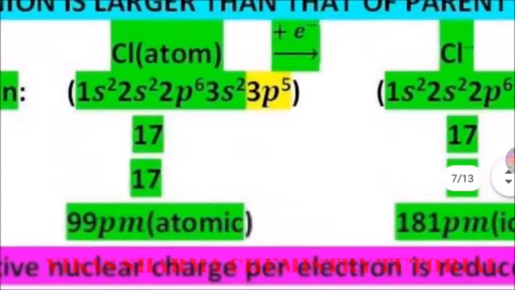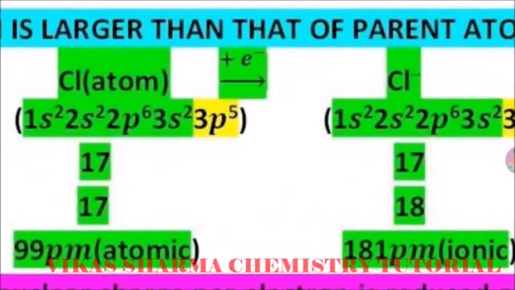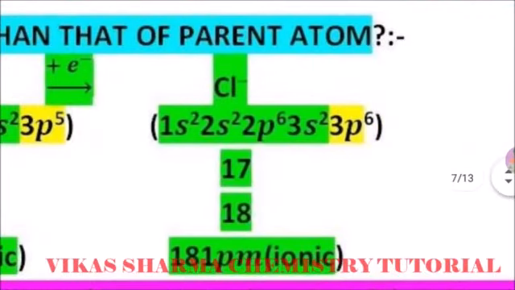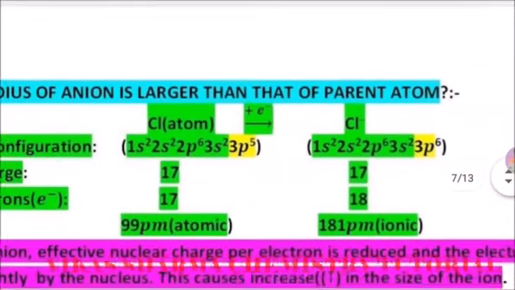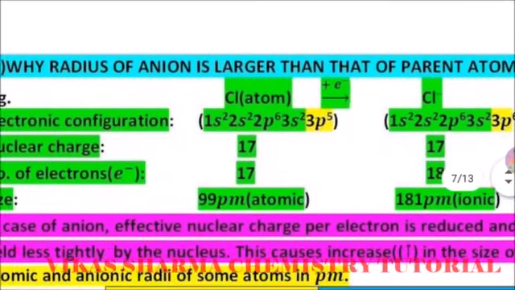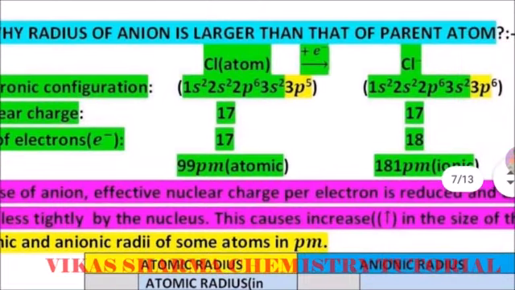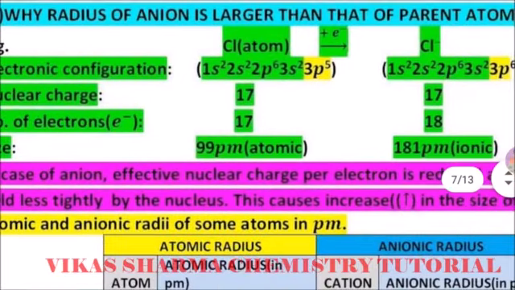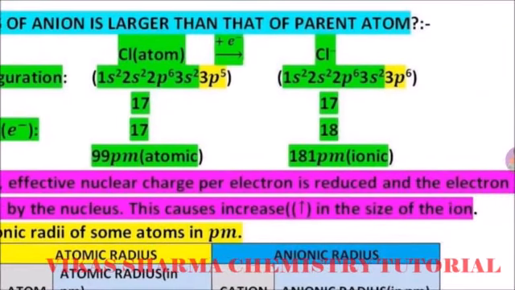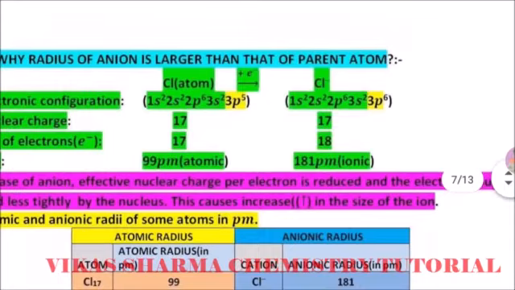The chlorine atom has the configuration 1s2, 2s2, 2p6, 3s2 and 3p5. When the chlorine atom gains an electron, its configuration becomes 1s2, 2s2, 2p6, 3s2 and 3p6. The nuclear charge in the chlorine atom and ion is equal, 17 and 17. The number of electrons in the chlorine atom is 17, but in the chloride ion it becomes 18. The size is 99 picometers for the chlorine atom, but when it gains one electron, its size is 181 picometers in the anionic condition.